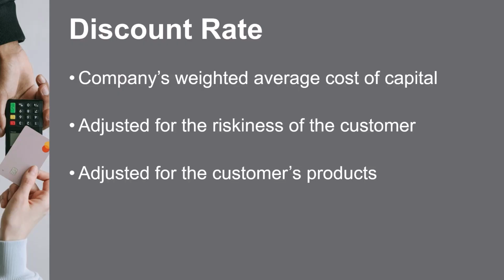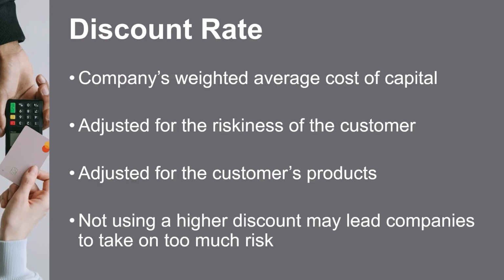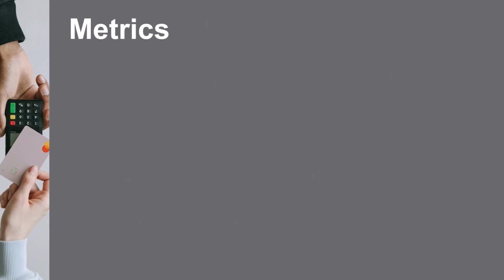At a more granular level, it may be adjusted for the different products within a customer relationship. For example, a bank may use a higher discount rate for a customer with a lower credit rating. This higher discount rate may only be applied to the loans, or it might be applied to the full relationship. Not using a higher discount rate makes higher revenues from riskier customers drive higher projected NPVs, which may lead companies to take on too much risk.